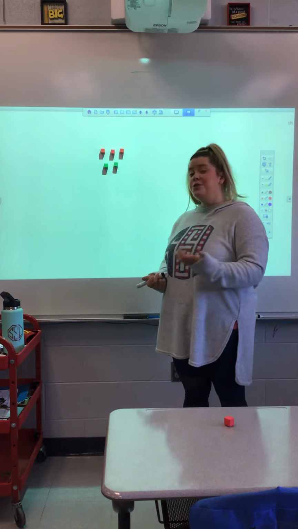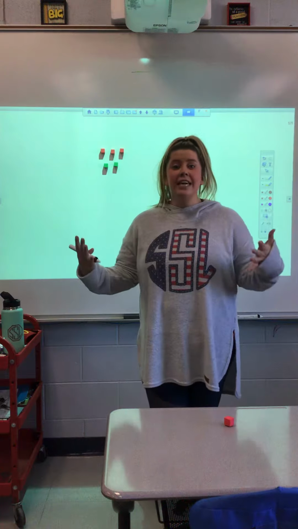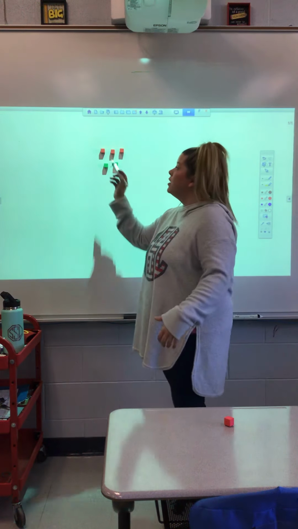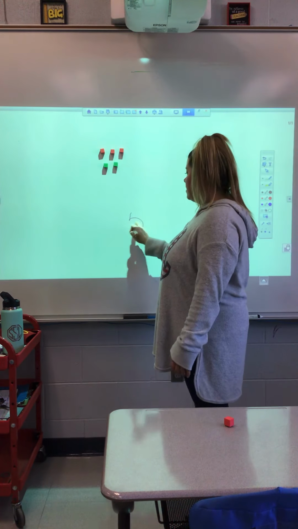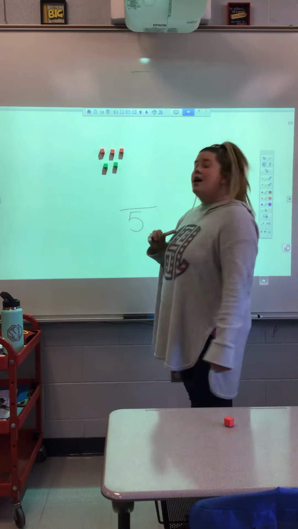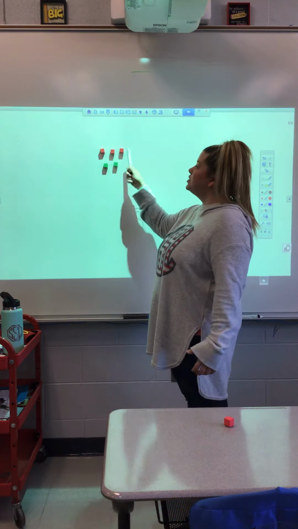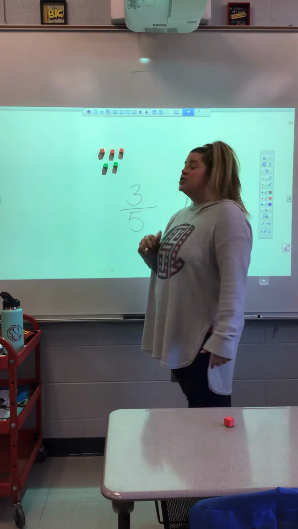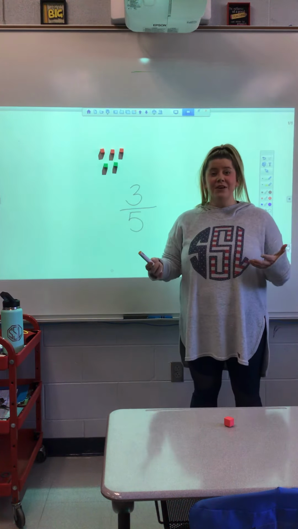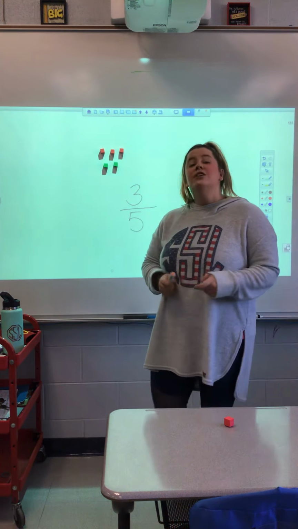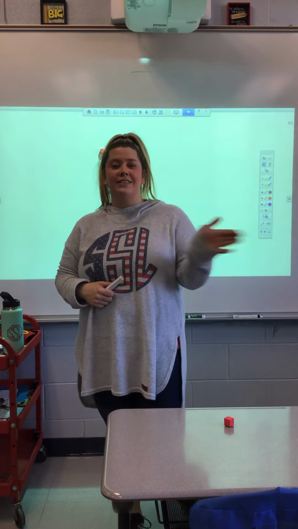All right, what did you write? Well, first of all, we need to figure out what's our denominator. How many counters do I have total? 1, 2, 3, 4, 5. So my denominator is going to be 5. How many of them are red? What fraction is red? 1, 2, 3. So 3/5 of my counters are red. Is that what you wrote? Okay, good job. So now you're going to go ahead and hop down below on the page and continue practicing in your workbook.